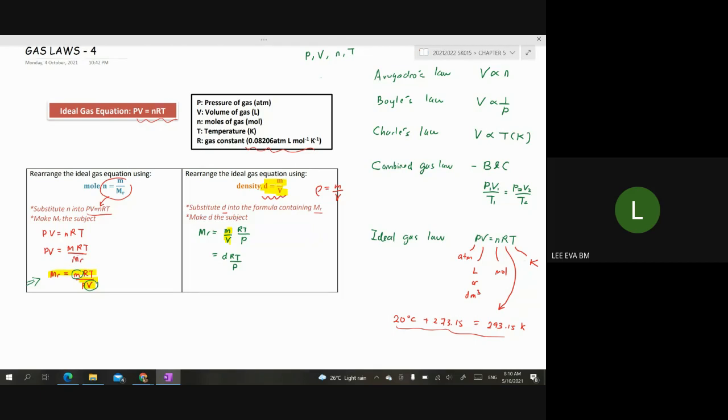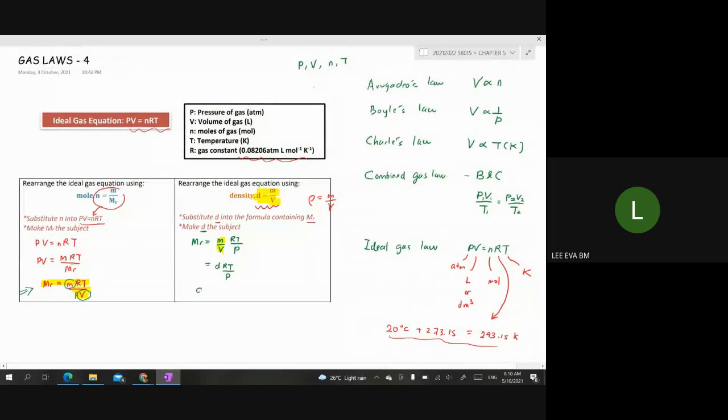Okay. So now the other thing here says that you want to make the density the subject. So now we try to rearrange. Make D the subject, and then we just bring over the pressure, times the molar mass, and then over our RT. So make the density your subject. You bring over pressure to the molar mass side, that's the other side, and then RT to the other side also.